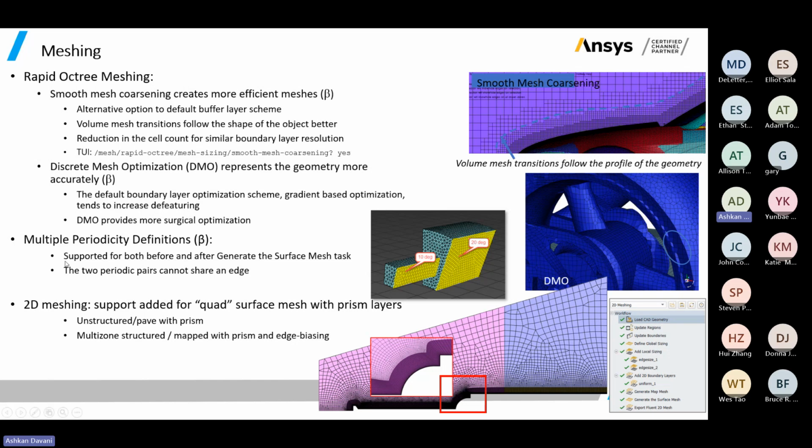And finally, Ansys Fluent Meshing supports 2D meshing. I was really looking forward to using this because we couldn't do any 2D meshing in Fluent Meshing, but right now Fluent Meshing is able to do 2D meshing, which I think is pretty useful, especially if we do everything else in Fluent. It supports unstructured and pave with prism, and also multi-zone structured map with prism and edge biasing. These are just some of many features in the new 2024 R1 release.